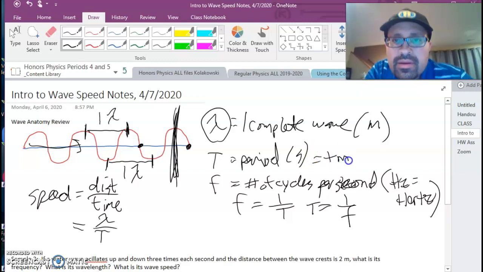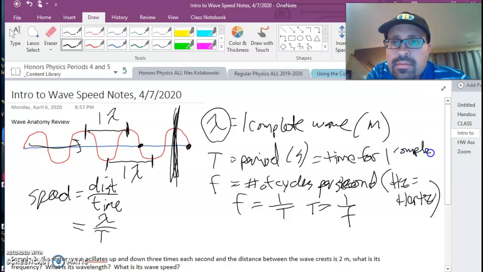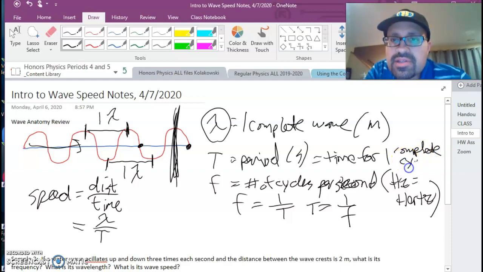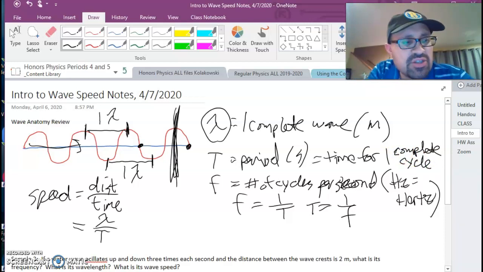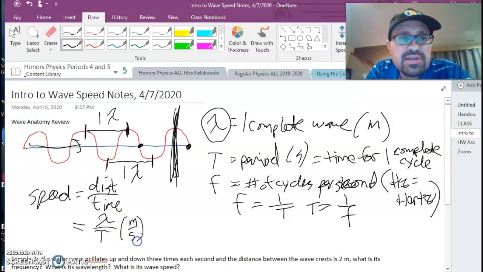Time for one complete cycle. I'm still learning how to write on this thing. It's an awkward angle a little bit. Again, that's measured in seconds. So as you can see, that would also give us the units of meters per second.